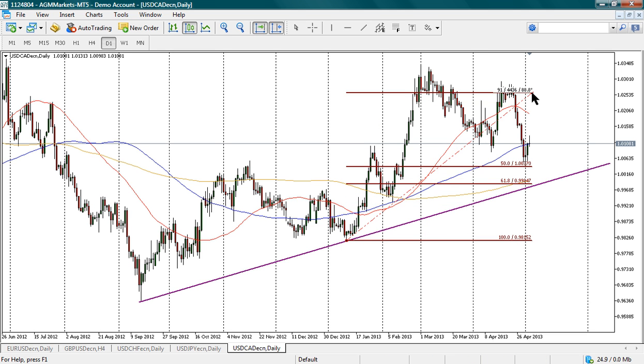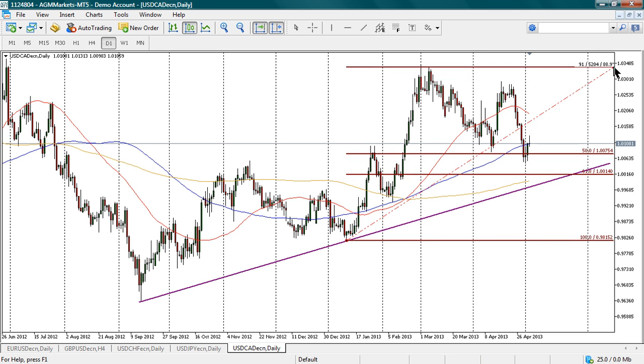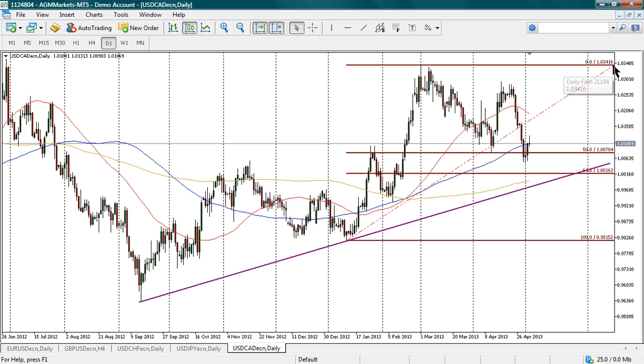And now the bigger one I'm personally looking at is from the low of the trendline support, that big obvious dip low, to the high. It's also coming in at the 50% here and looking to rotate higher.